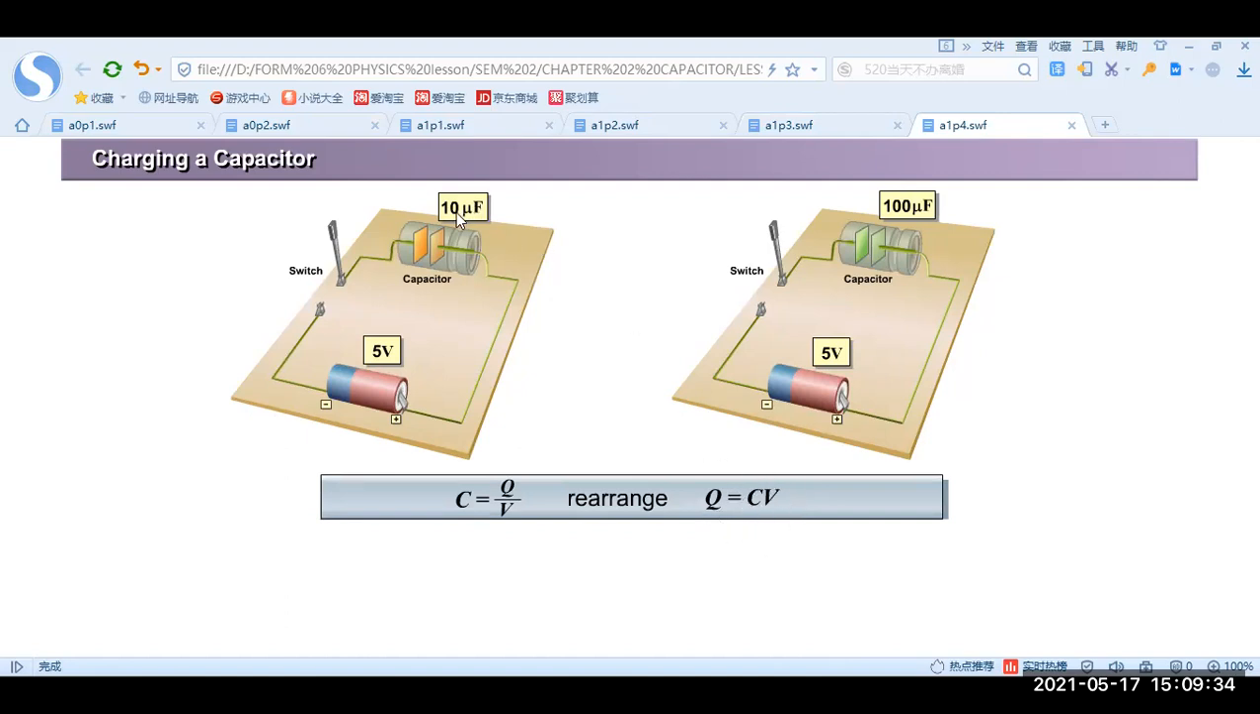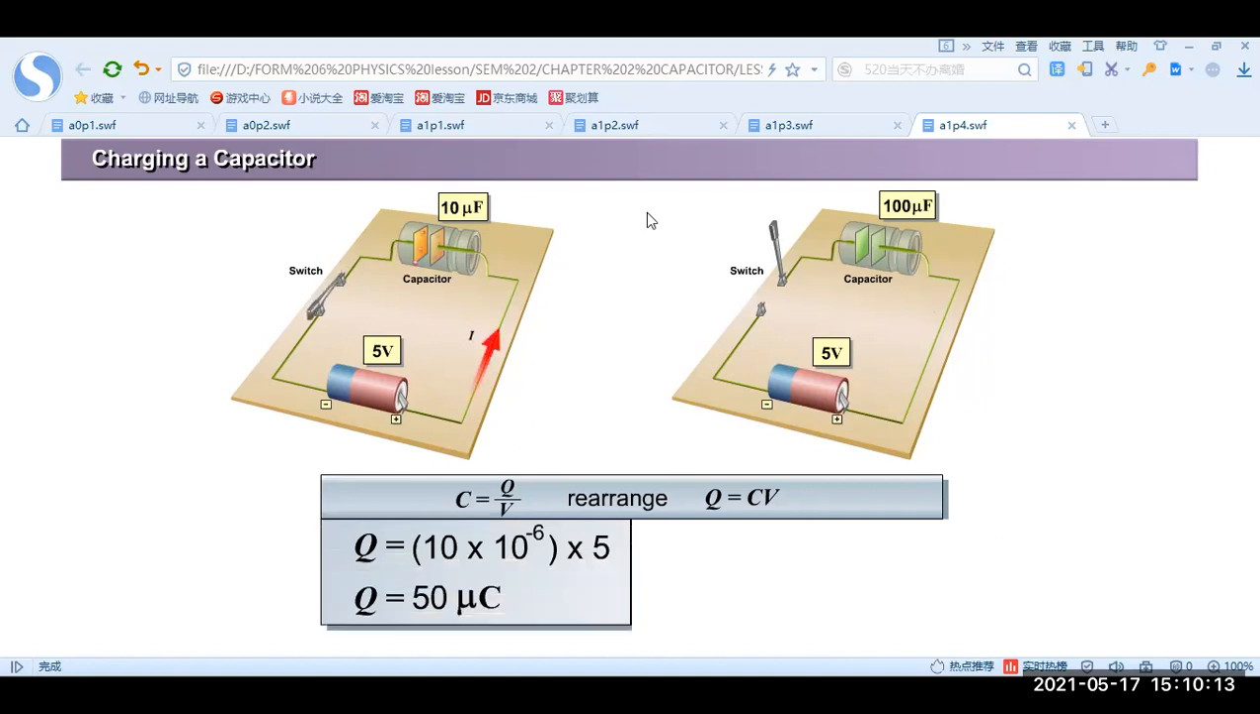The capacitance is 10 microfarad. The unit for the capacitor is farad. So the first one is a capacitor of 10 microfarad, which is 10 to the power of -6, yeah? And another one with 100 microfarad. We look at the two capacitors, two different capacitors. Now we see what the difference is.